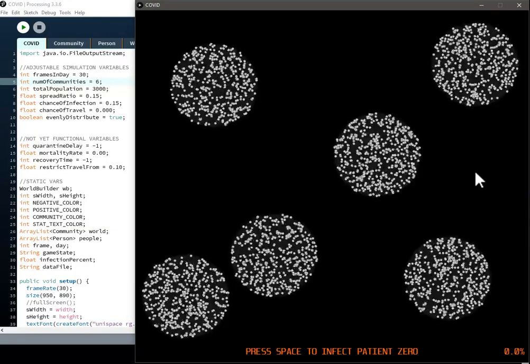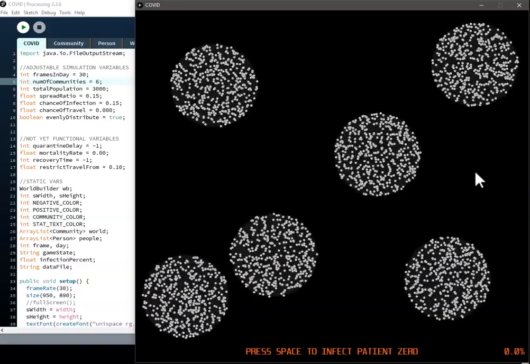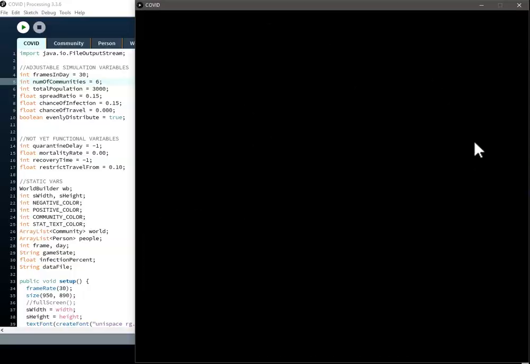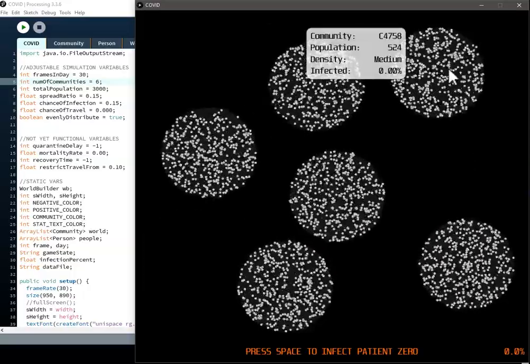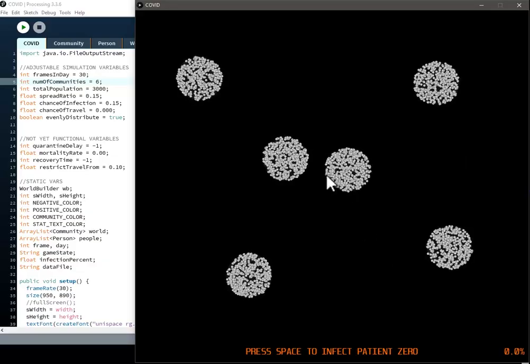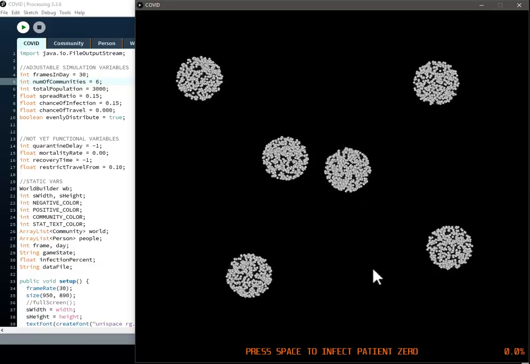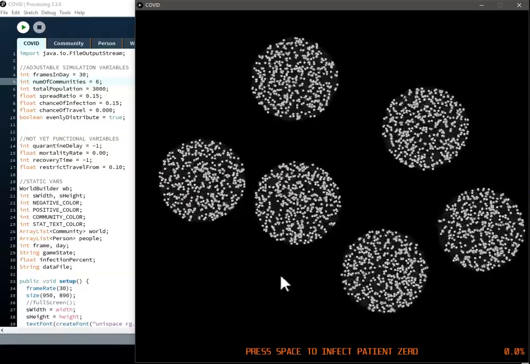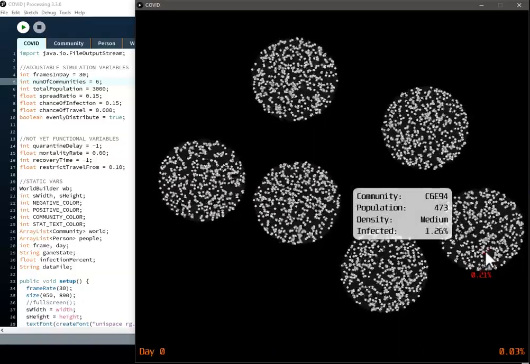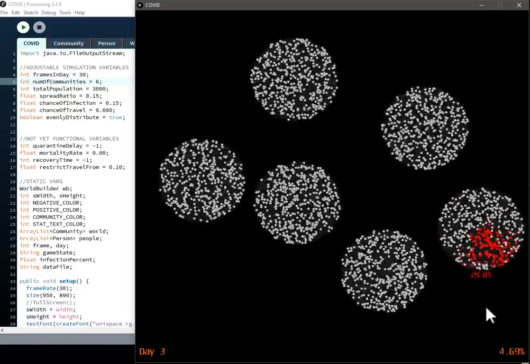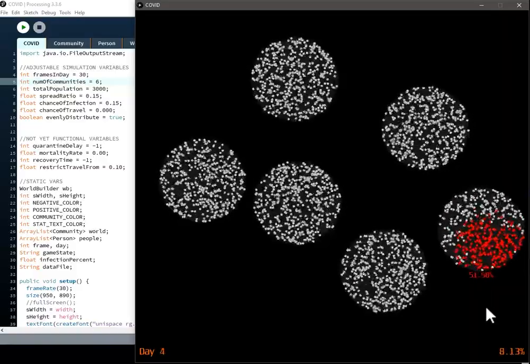All right, and there we have 6 communities, and I also programmed it so that if I press the R key, I can get a new randomly generated situation. You'll see that the placement of the communities in the world changes, and also the size of each community changes a little bit as well. And if I press space, we have patient 0 over here, and the virus spreads throughout that community pretty quickly.